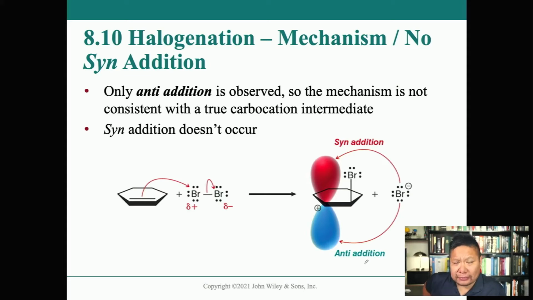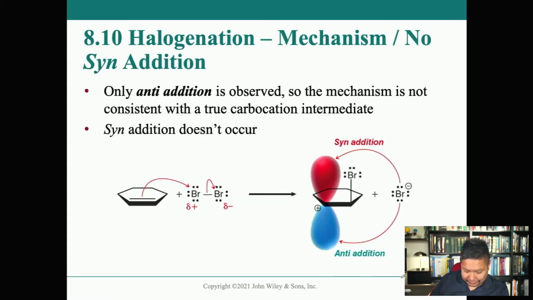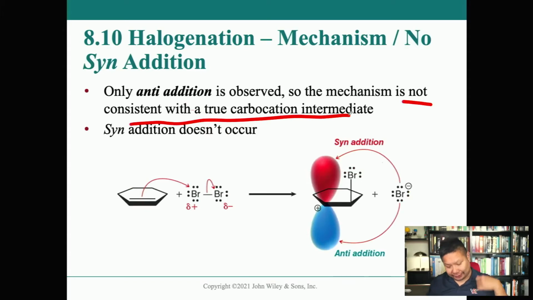So only anti-addition is observed. So the mechanism is not consistent with a true carbocation intermediate. And what it means is that in a true carbocation intermediate reaction, which I actually said is, wow, I got that wrong, because it's so obvious, right, that when you look here, it looks like that's what could happen. Like a bromide can go and do a nucleophilic attack on that carbocation, but since it's an anti-addition, it's not consistent with a carbocation intermediate. Man, I would have gotten that wrong in the test, right? That's tricky. Make sure you remember that, okay?